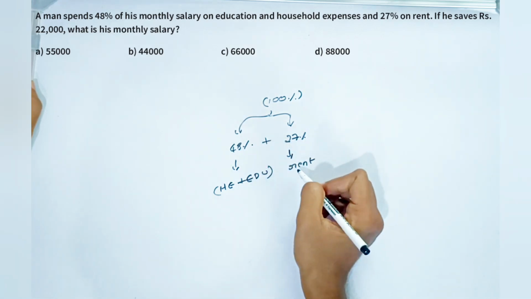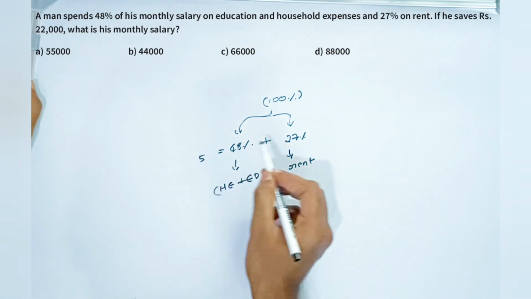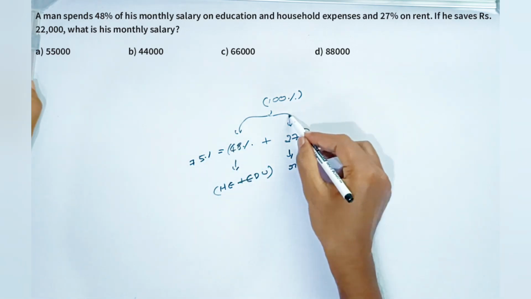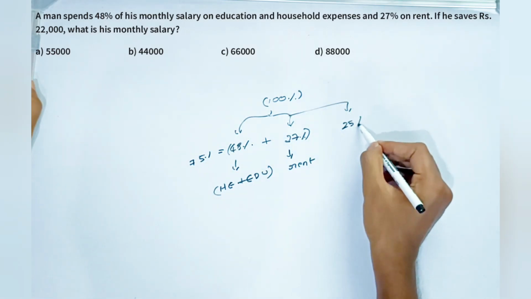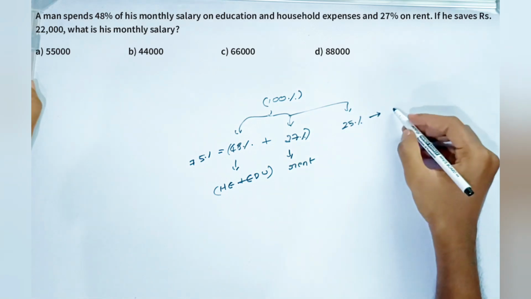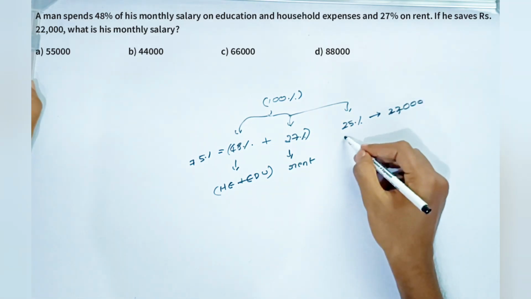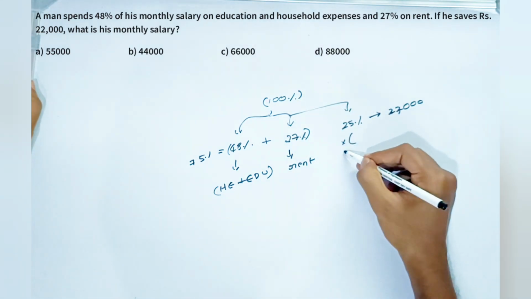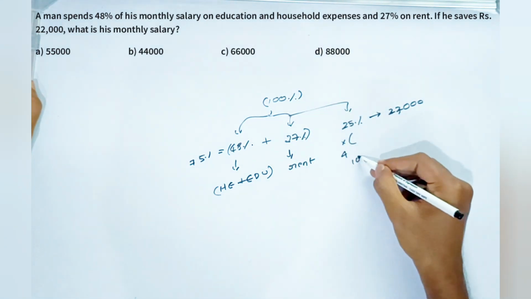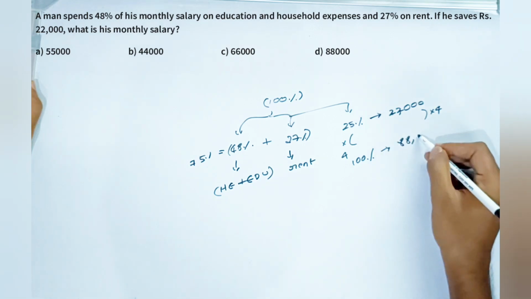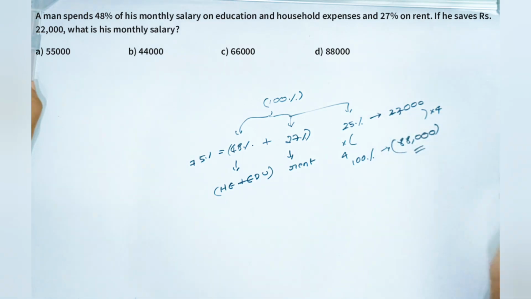48 plus 27 is 75, so this combined is 75 and the remaining is 25. 25% is what he saves, and that saving is 22,000. So we have to calculate the 100%. We just have to multiply by 4. So 25 into 4 is 100%, similarly 22 into 4 is 88,000. So 88,000 is the answer.